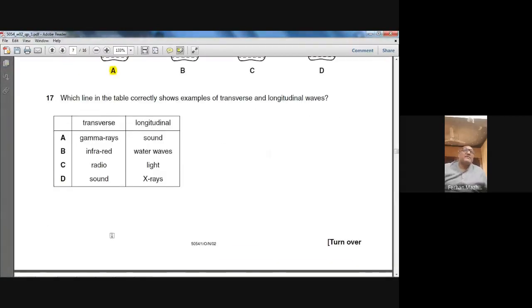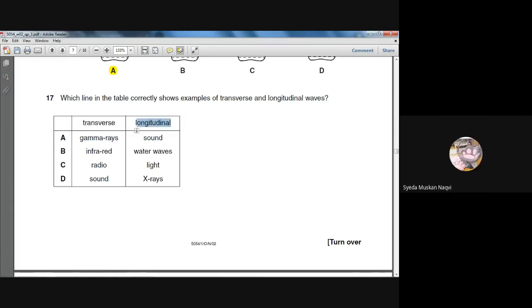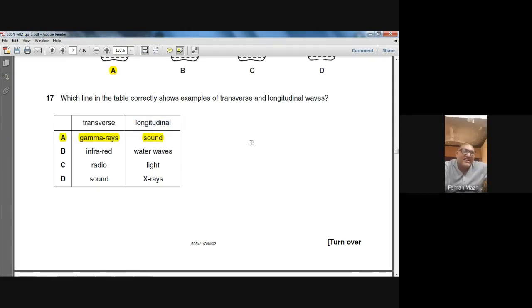Which line in the table correctly shows examples of the transverse and longitudinal waves? Transverse waves: all the electromagnetic waves are transverse. The sound waves are longitudinal. Gamma rays are transverse and sound is longitudinal. So correctly, A is the correct option.